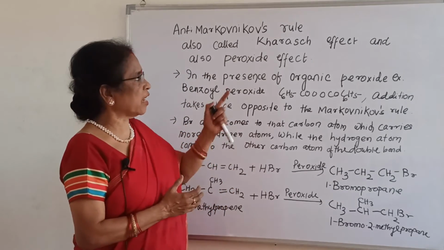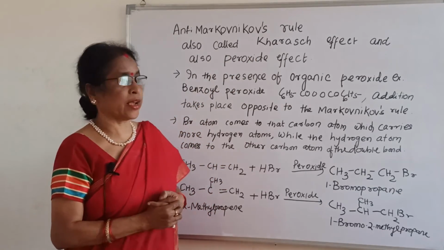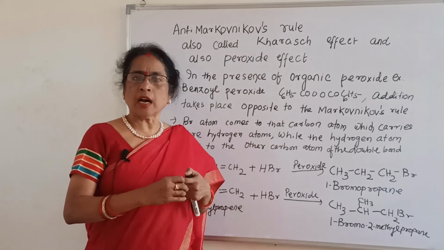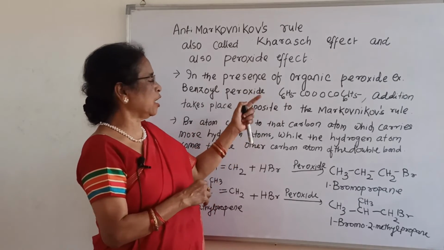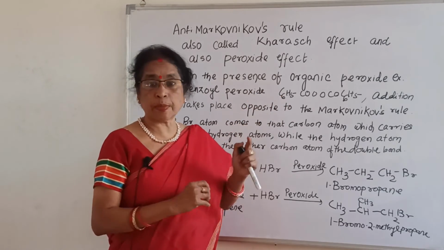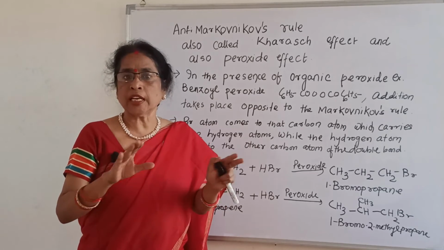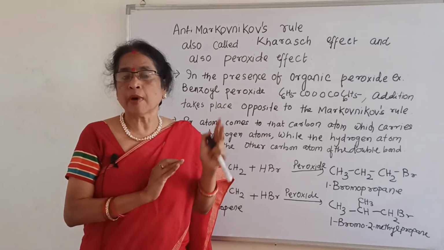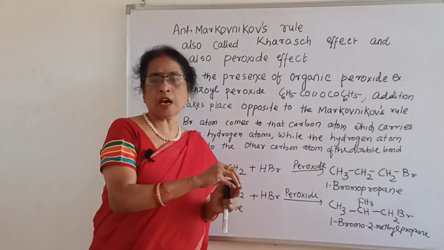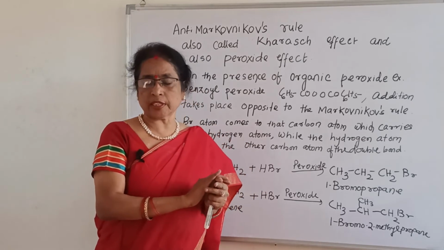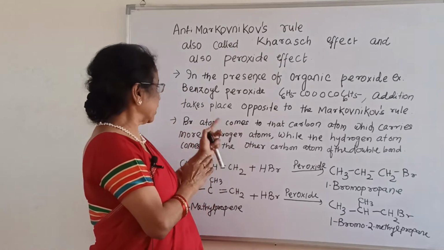Anti-Markovnikov's rule, that means the scientist Kharasch, he said about this, and that is also called Kharasch effect and peroxide effect. Because in anti-Markovnikov's rule we will use benzoyl peroxide, that is why it is called peroxide effect. In the presence of benzoyl peroxide, the product is totally changed, reverse to Markovnikov's rule. Markovnikov's rule says the negative part goes to the carbon which contains the least number of hydrogen, whereas it says just opposite to Markovnikov's rule. What does it say?